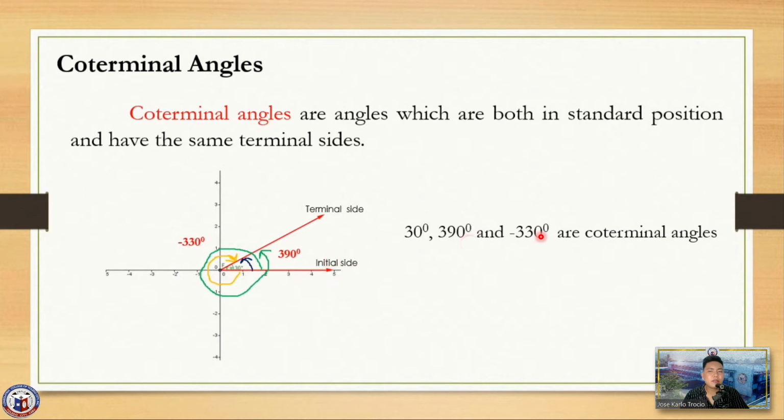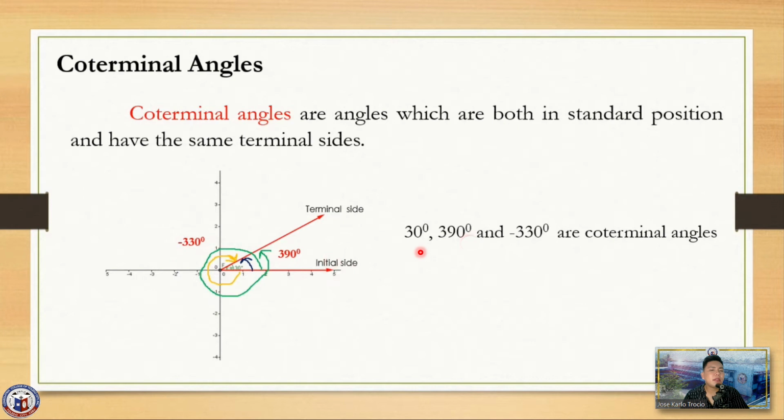Why is it negative? Because it goes down, following a clockwise direction. So you have negative 90, negative 180, negative 270 plus this. This is 90 degrees, right? So you have 90 minus 30, that is 60. So 90, 180, 270 plus 60, that is negative 330 degrees. Okay? That's it. I hope you get the idea.